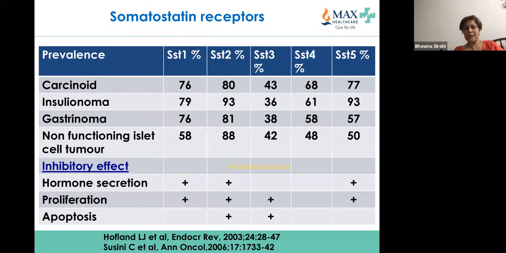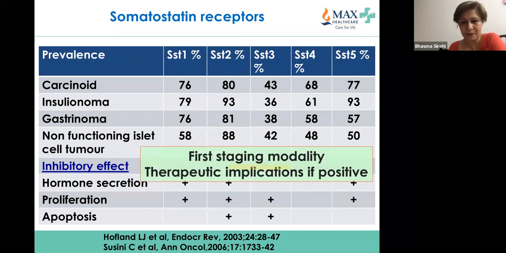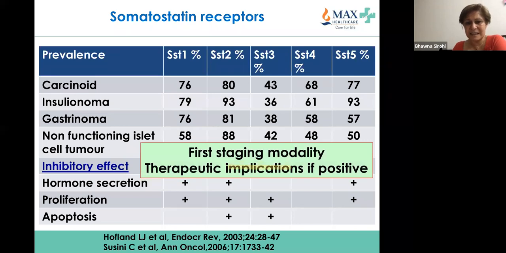So I'll now come on to the somatostatin receptors, where 80% of most neuroendocrine neoplasms will express somatostatin receptor 2. And these are the various types of NENs which show the level that they are expressed. But most of the drugs that we have target the somatostatin receptor 2. This is the first staging. So that's why we do the high-net Tox scan and the DOTA scan, which actually look out for these receptors. It's a staging modality, but also has treatment implications like PRRT, which we will talk about if it is positive.